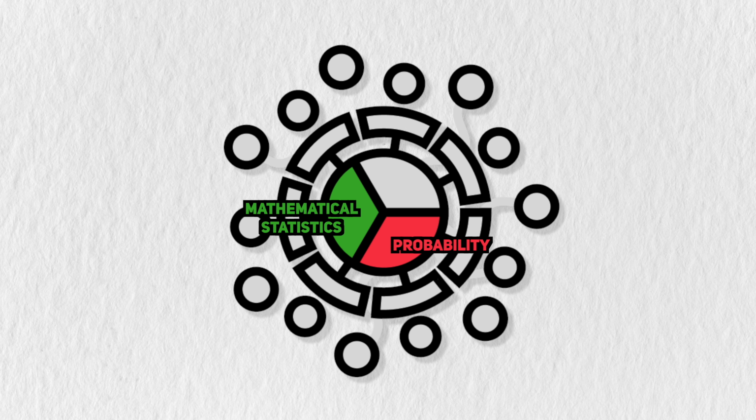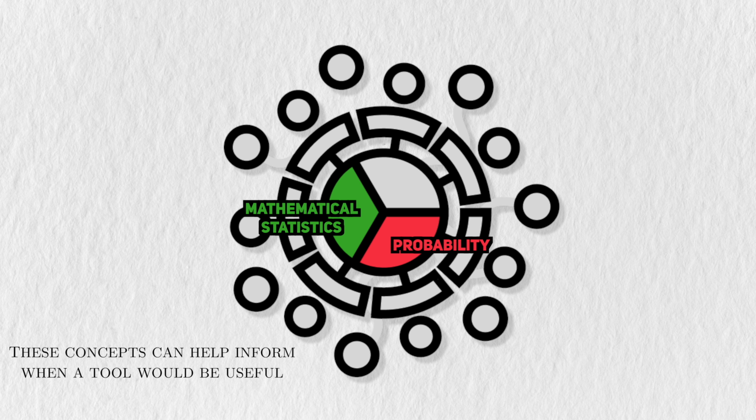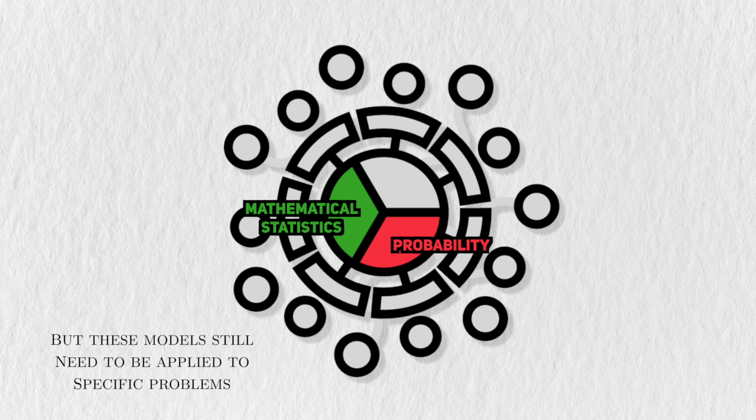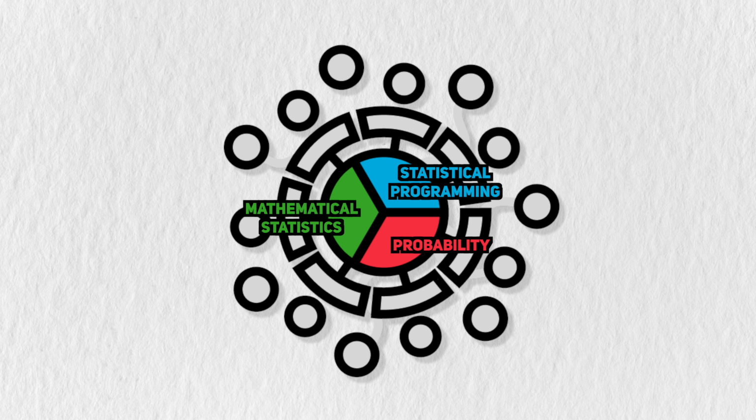Mathematical statistics and probability form the theoretical background that graduate level statistics students are expected to have. They can give you a proper sense of when a tool would be useful, and maybe more importantly, when a tool is inappropriate. It still remains that models need to be applied to specific problems. This is where statistical programming comes in.